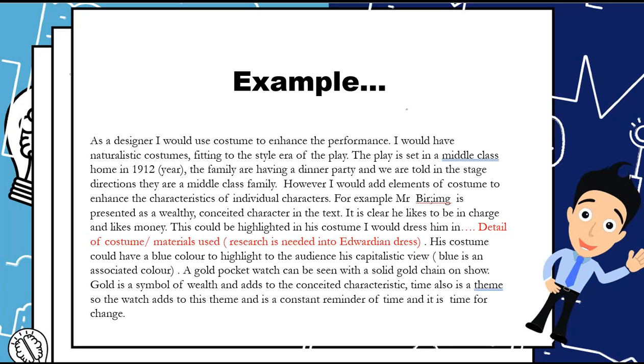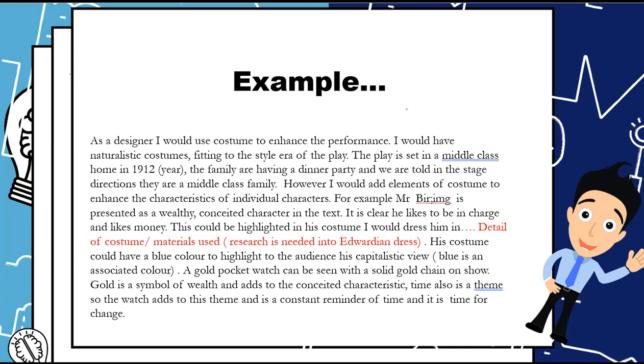However, I would add elements of costume to enhance the characteristics of individual characters. For example, for Mr. Birling, he is presented as a wealthy, conceited character in the text. It's clear he likes to be in charge and likes money. This could be highlighted in his costume. I would dress him in, and then a detail of the costume, talking about what kind of clothes he would wear. Now, research on Edwardian dress is important here. You could say I would dress him in a suit with a bow tie, with shiny black shoes. Yeah, well, that's probably quite apt and quite relevant.